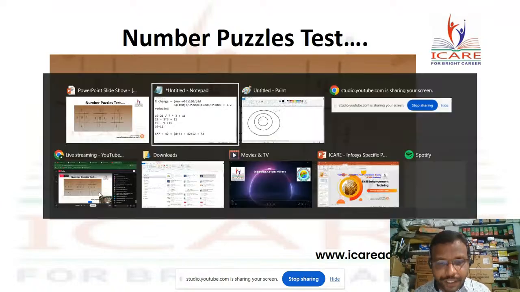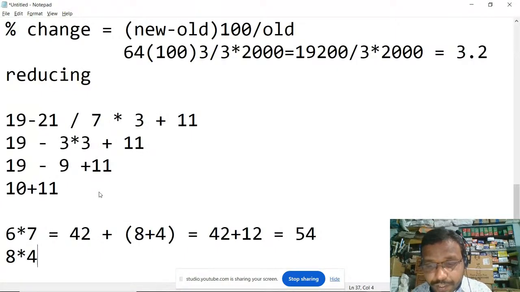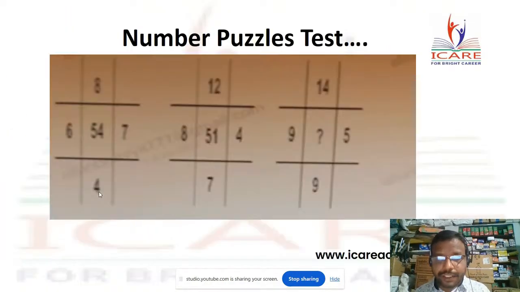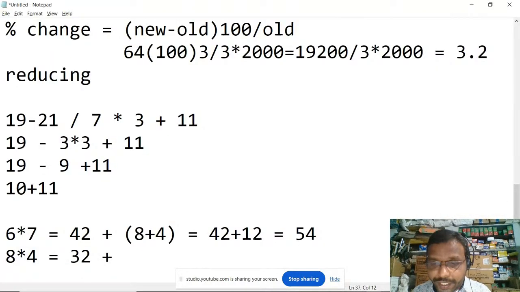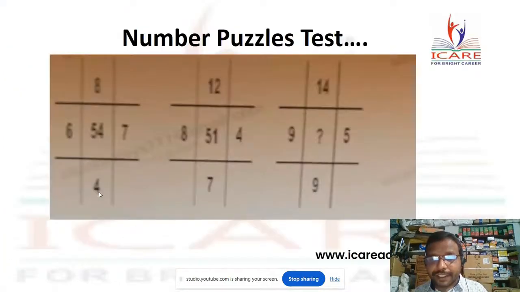32, plus top and bottom numbers sum should be 12 plus 7, 19. So 32 plus 19 is 51. Yes, that is the middle one. So can I get the answer from your side?